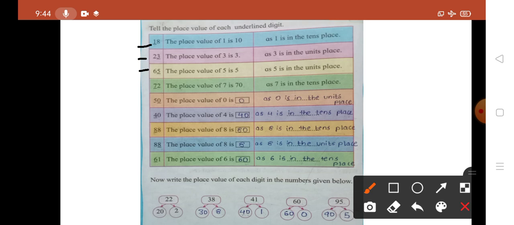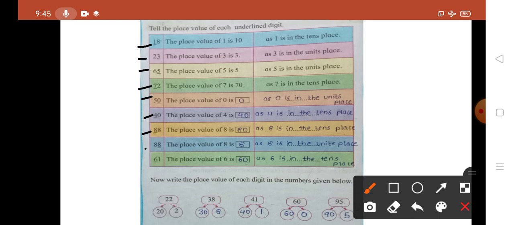Okay, then 72. The underlined number is 7. The place value of 7 is 70 as it is in the tens place. Okay, then see the next number 50. The place value of 0 is 0 as it is in the units place. Then 40. The underlined number is 4, so its place value is 40 because it is in tens place. And see the number 88. The underlined number is 8. The place value of 8 is 80 as it is in the tens place.